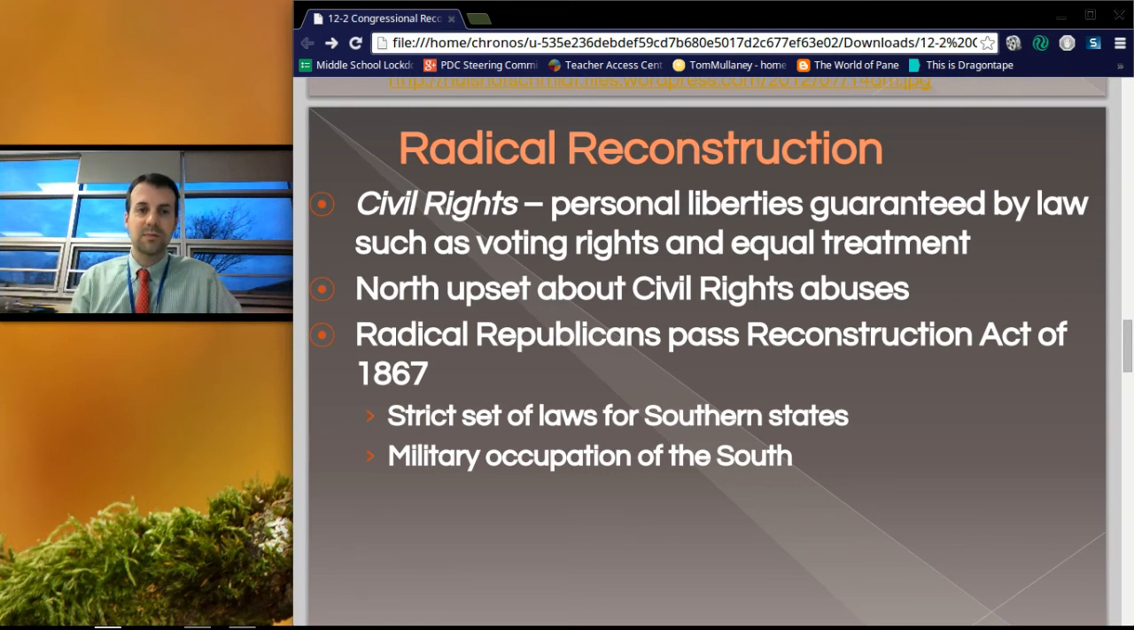This is the exact opposite of Andrew Johnson's approach. It's the opposite of what Lincoln would have wanted too. Very, very strict and punitive towards the South.